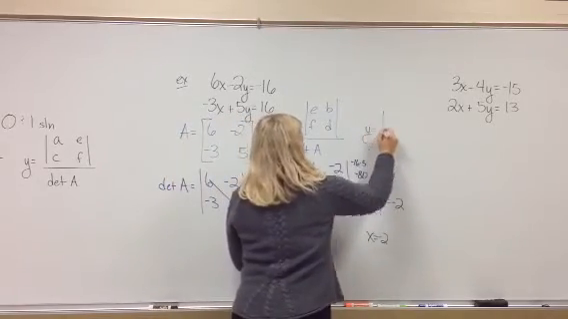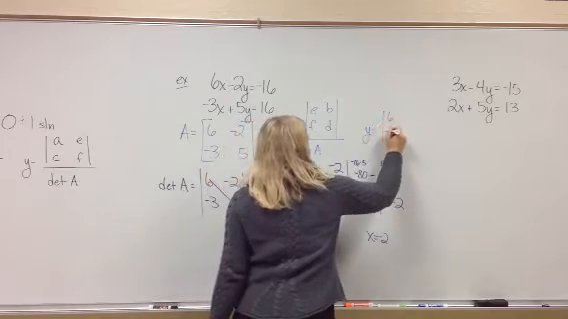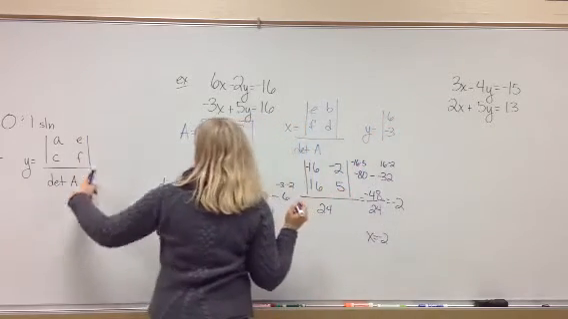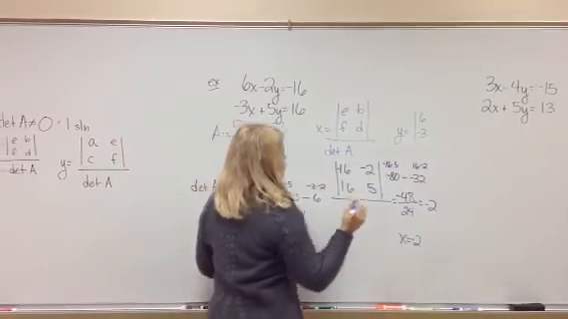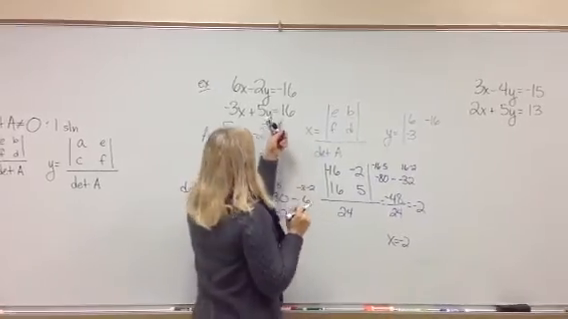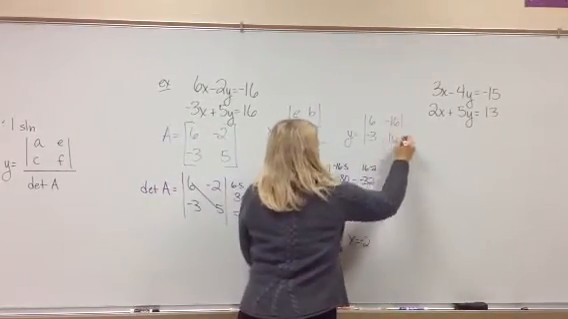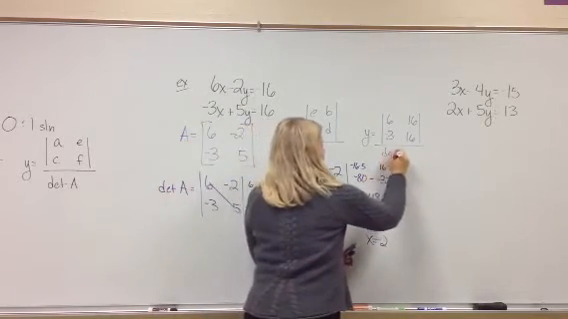really similar process, only it tells us to use A and C. So that's 6 and negative 3. And then our E and F. And remember, E is negative 16. Do you see how important signs are? And F is positive 16. And we're still going to divide that by our determinant of A.